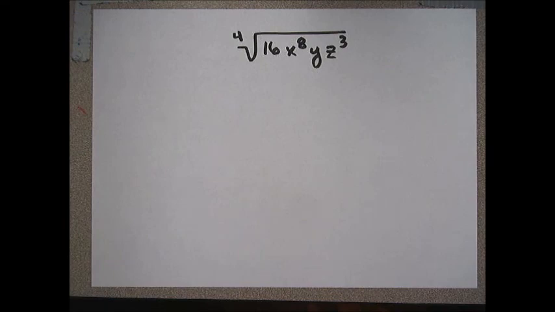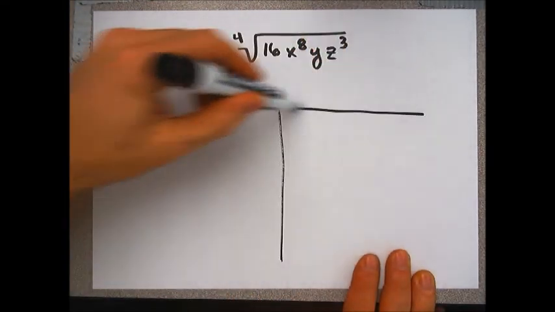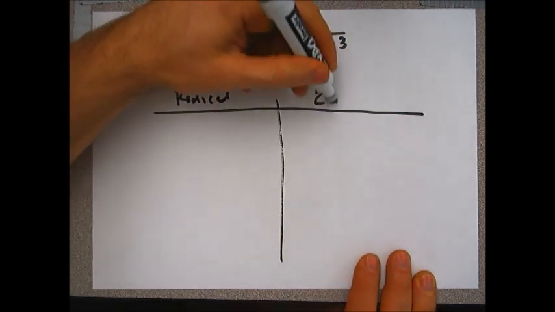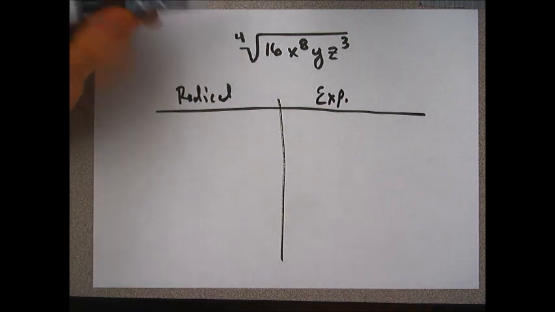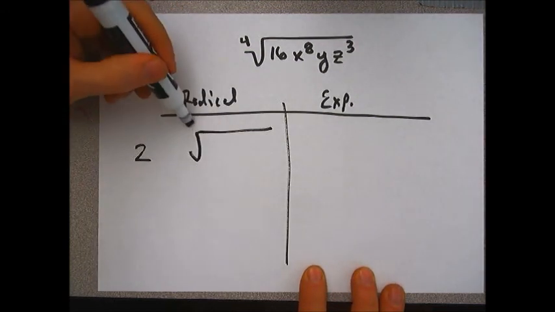We're going to take a look at this fourth root, and it says write the answer in 2 ways. So the 2 ways to do this is called radical form, and the other one's called exponential form. So if I do it in radical form, this is the fourth root of 16, not the square root. So the fourth root of 16 is 2. Make a root, put a 4 up.